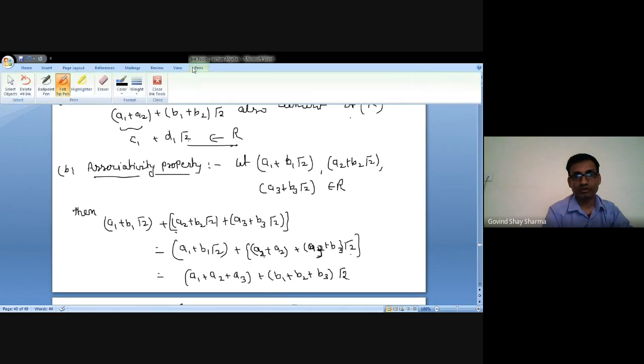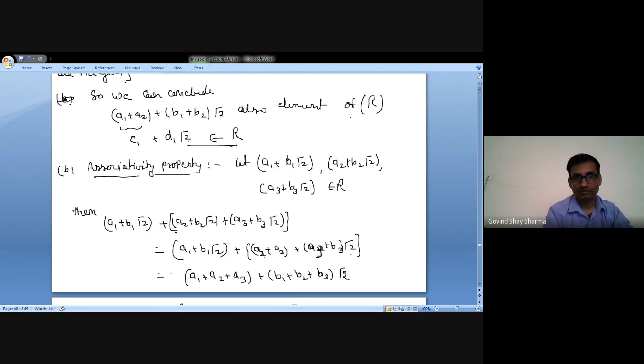Here I change the ink for explaining. This is the separate part. We can explain it like that: a plus b plus c. Now we have to show. So we can take a equal to this, b equal to this, and c equal to this. We can also take this to understand the concept.